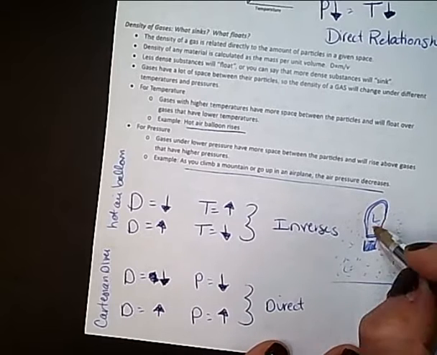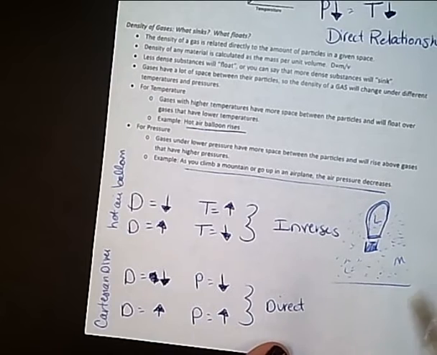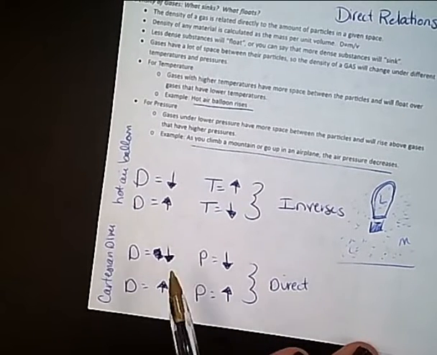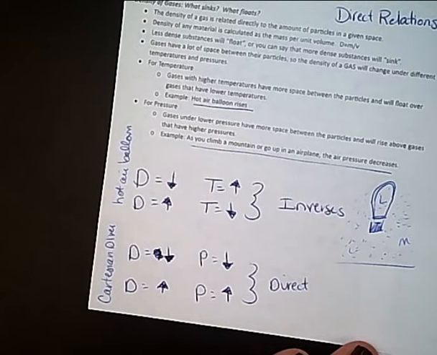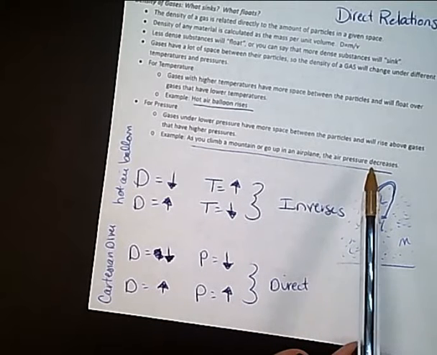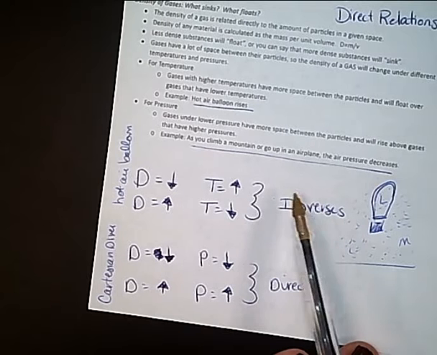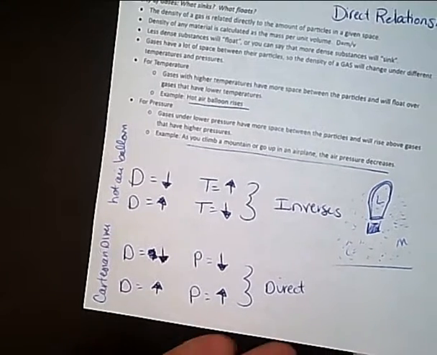So if I increase that temperature, I'm going to decrease the density. So that's going to actually float up into the air. And then the other one here is about pressure. So if I can change the air pressure, I'm actually going to change the density as well. So as I climb a mountain or go up in an airplane, the air pressure actually will decrease because the density of the air has decreased. So if you decrease the pressure, you decrease the density of the air because there's less amount of air in the same amount of space. All right, so those are a couple things with density and pressure.